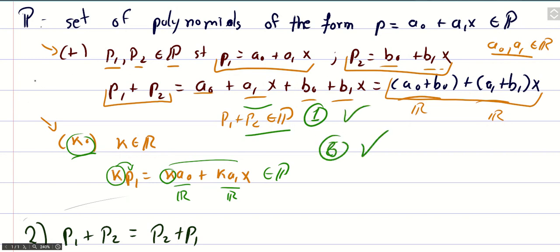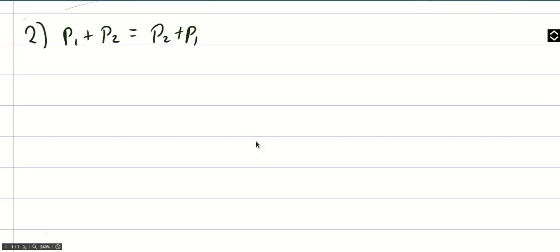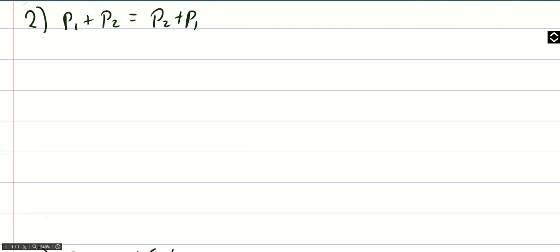So the point of this exercise is to prove or disprove that P is a vector space, and we have already checked two of its axioms, the first and the sixth, related with the closure of these operations. So let's keep going. The next thing that we need to prove is the commutativity property between the elements of the vector space.